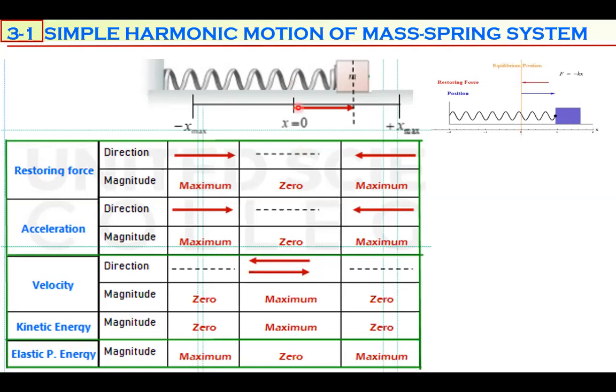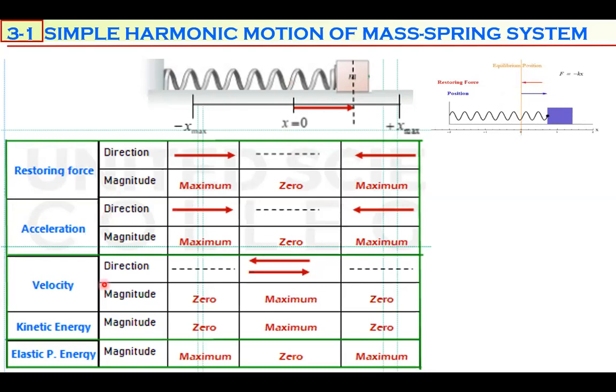When the object is at positive x maximum, because displacement is to the right, the restoring force is to the left, and acceleration is to the left. Because it is stretched the most, the restoring force is maximum, and acceleration is maximum. Which means restoring force and acceleration change proportionally and are always in the same direction.